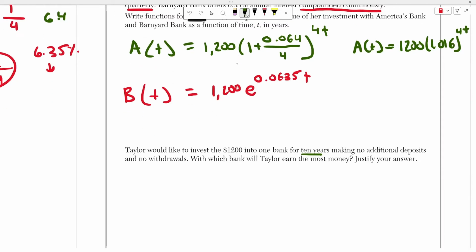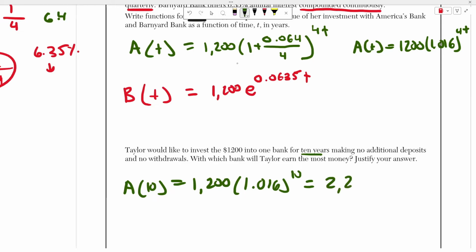So here you're finding A of 10 is equal to 1,200 times 1.016 raised to the power of 10. Okay, if you evaluate this, this is going to equal $2,264.28. I was writing this wrong. I have my calculator on my desk right now. You just plug this into your calculator and you get that. So that's how much money she will earn using America's Bank.